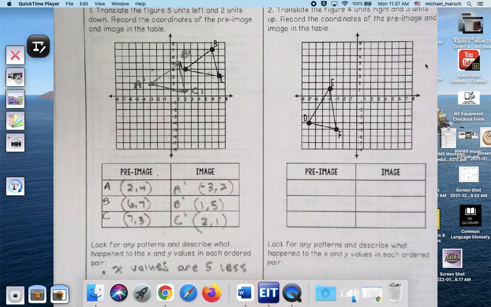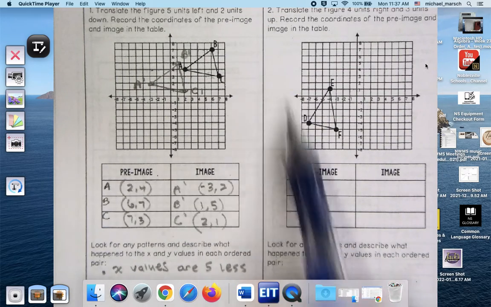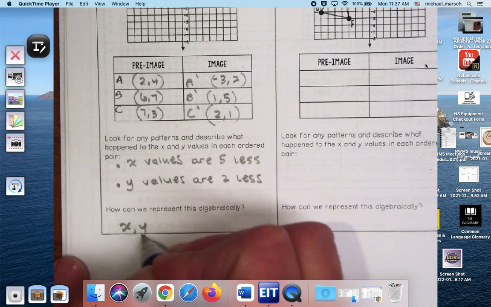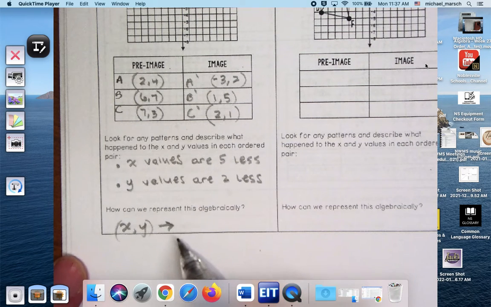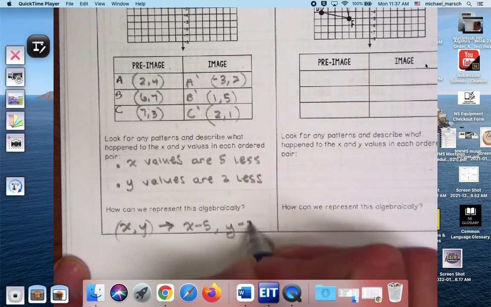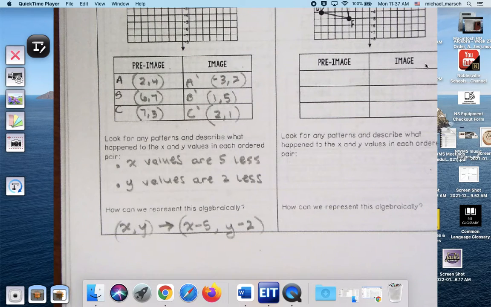Okay. So do you think there's a connection between these values and what we did to translate? Yes. Right? So if I start out with my regular old xy coordinate, algebraically, I subtracted 5 from every x and I subtracted 2 from every y to get to my new image. It was a pattern. Right?